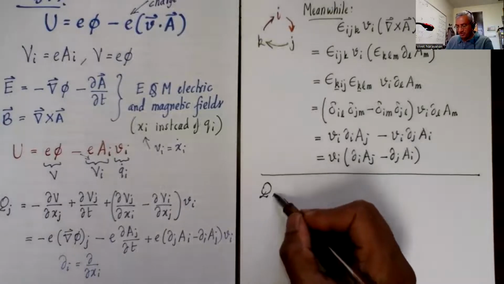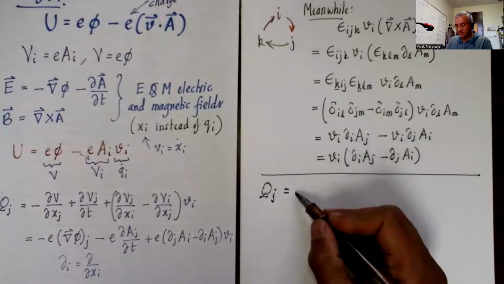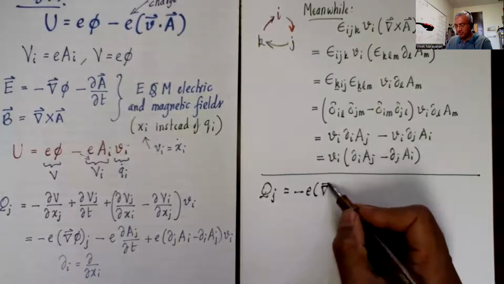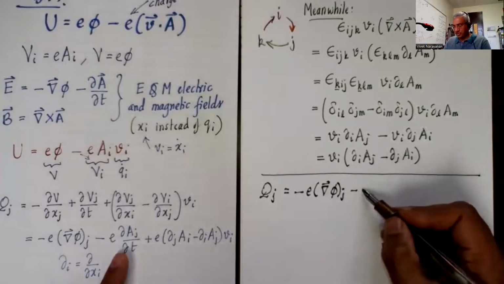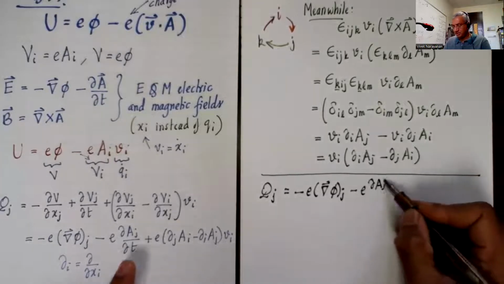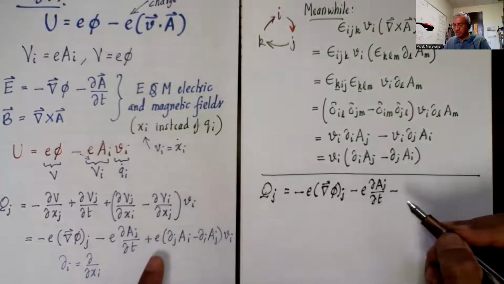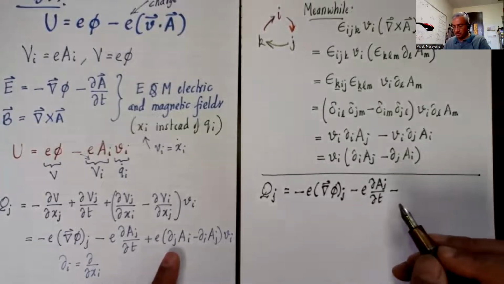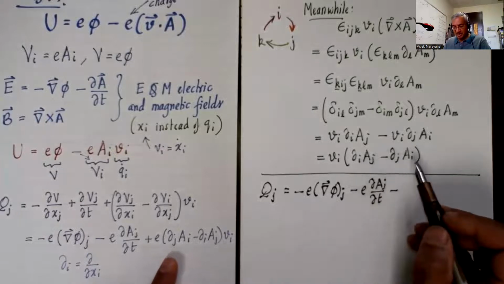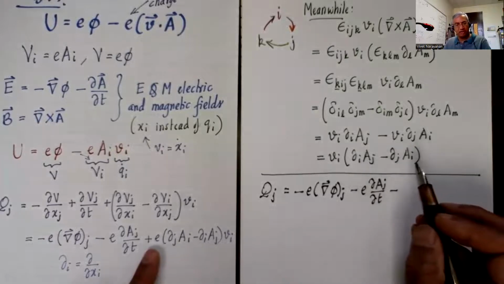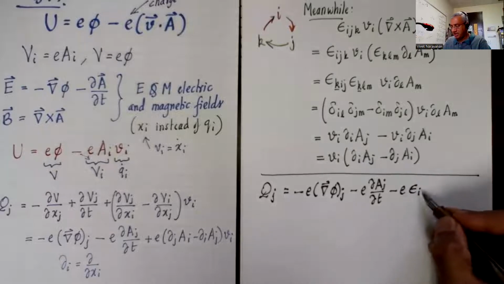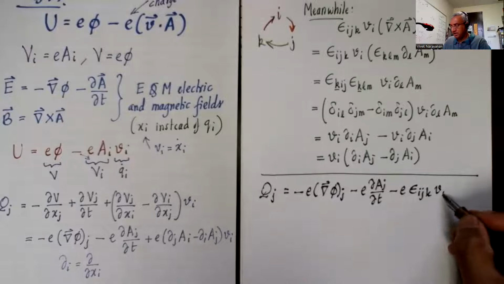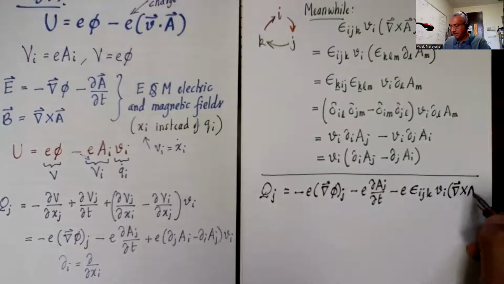You're in for a great surprise now, because the generalized force will turn out to be something very familiar. Minus E times del phi by del xj. And this part remains the same, minus E del AJ by del T. And now this is going to be written, because I have IJ minus JI, and here I have JI minus IJ, I have to put a negative sign and change the order of the terms. So I get negative E times epsilon IJK VI del cross AK.